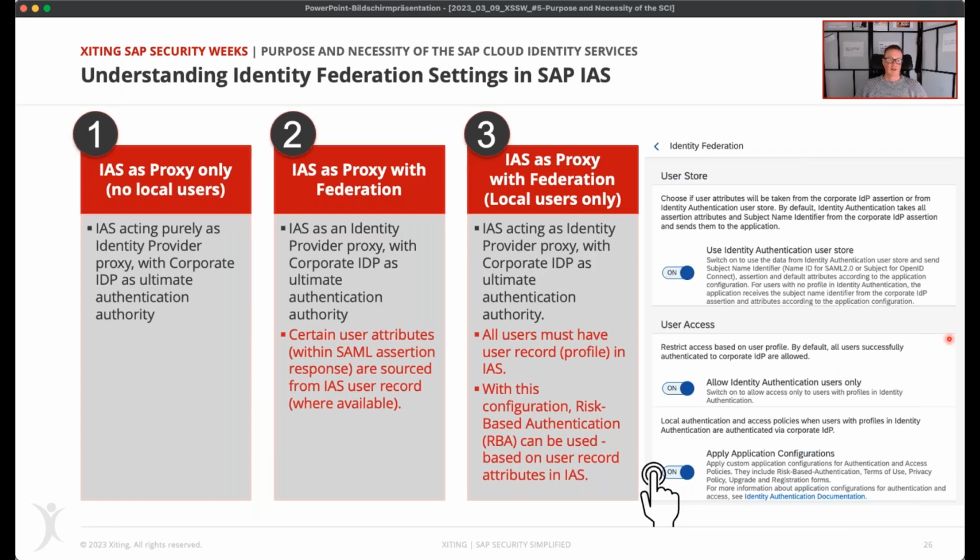And also, as I said before, there are some federation modes that you can enable. Whenever you have already configured a corporate IDP in your IAS, you have seen these three options in the identity federation settings. We always recommend to persist users and to enable all three of those options. However, you can just switch on the use of the identity authentication user store. Then we are at step 2. That means if an IAS user is available, you can use user attributes sourced from the IAS user record. If not, you have to use your corporate identity provider assertion.